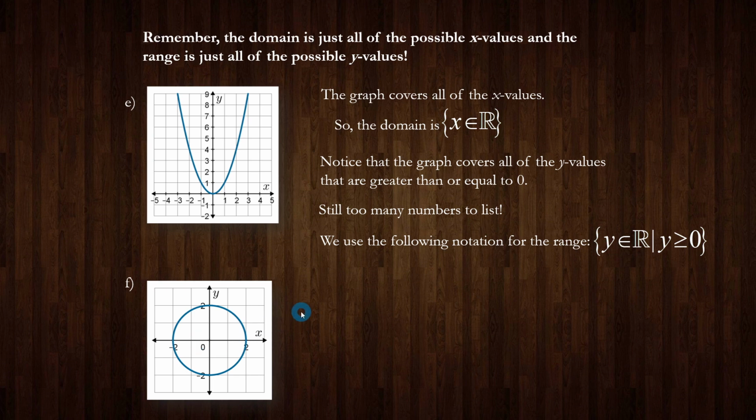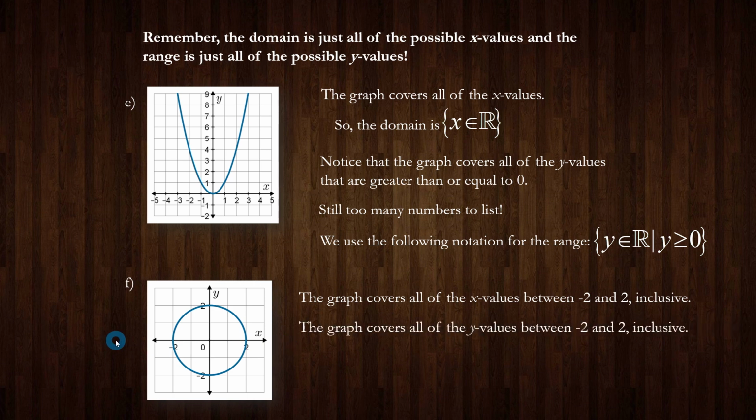Still way too many to list, though. So we use our fancy notation. What we want to say is the graph covers all of the x values between -2 and 2, including those values. And here's how we write it. Oh, sorry, by the way, the y values do the same thing.